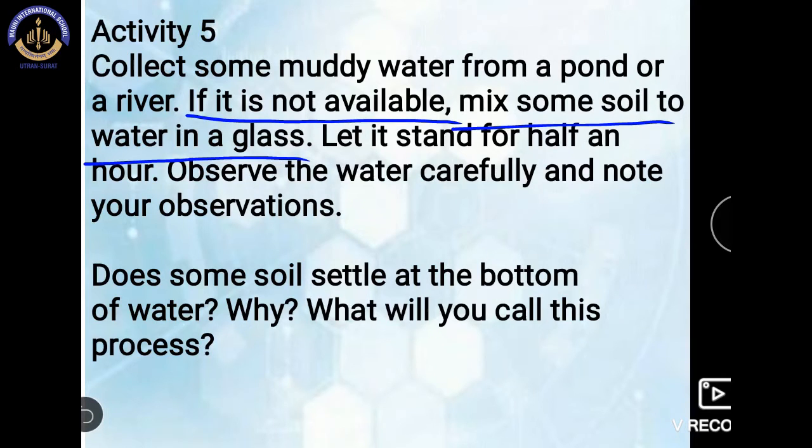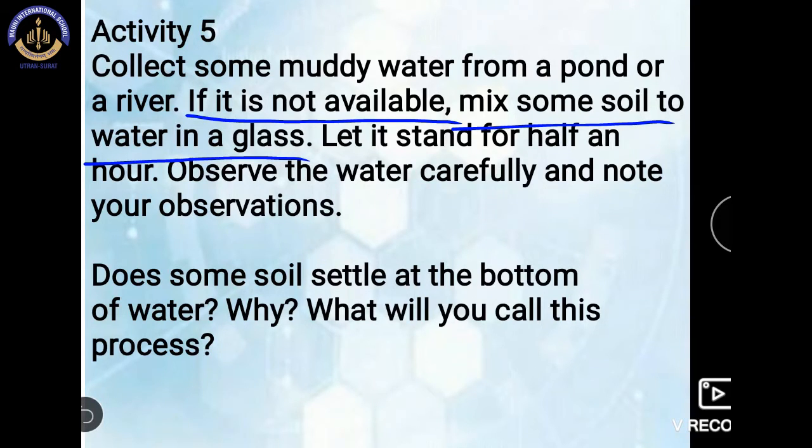Take one glass of clean water, and after that add some soil to the glass. Let it stand for half an hour. You can stir it if you want, and after that put it in a separate place and observe after 10 to 20 minutes. Observe that water carefully and note down whatever you can see happening in that glass.